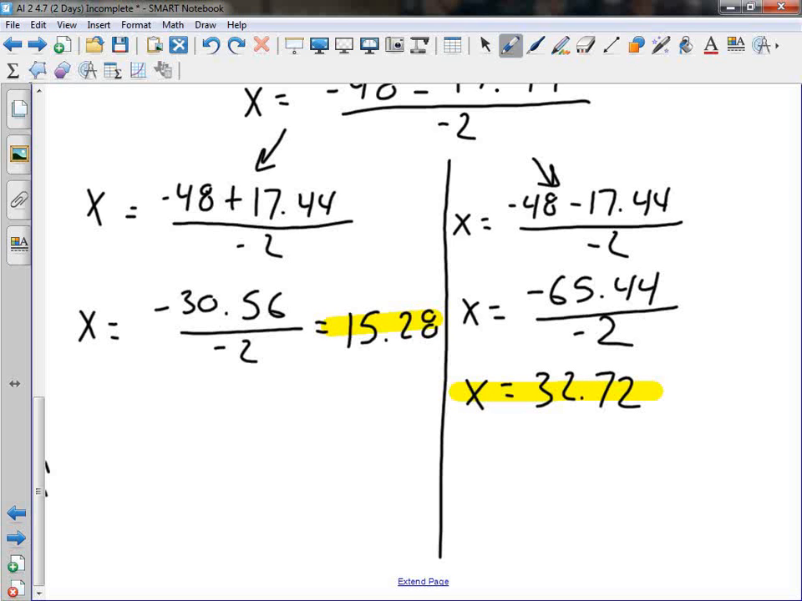Okay. Now, if you're asking yourself, how is that possible? Well, if you charge twice as much for a CD, probably about half as many people are actually going to buy it. If the CD is cheaper, more people will buy it, thus giving us the same profit. Out of these two, it looks like $15.28 is going to be my answer because it's the least amount.